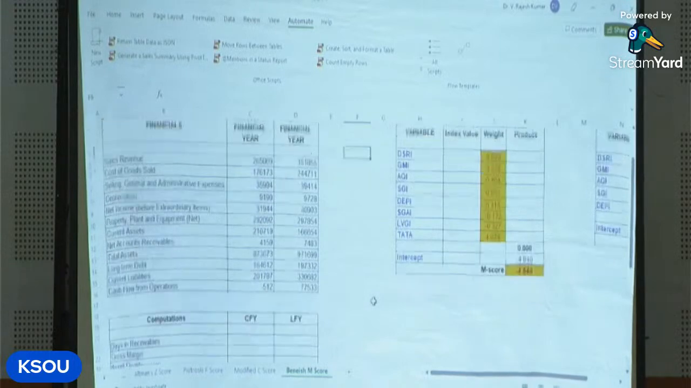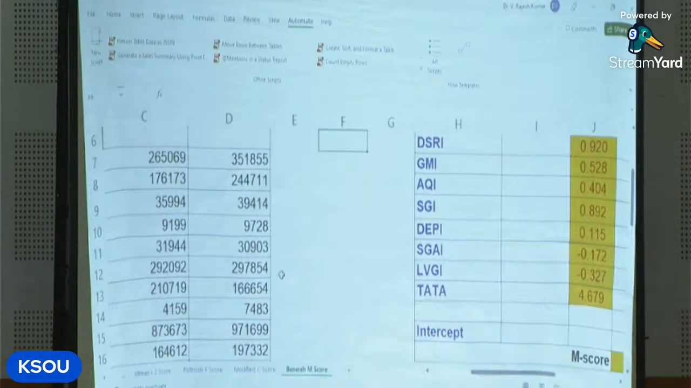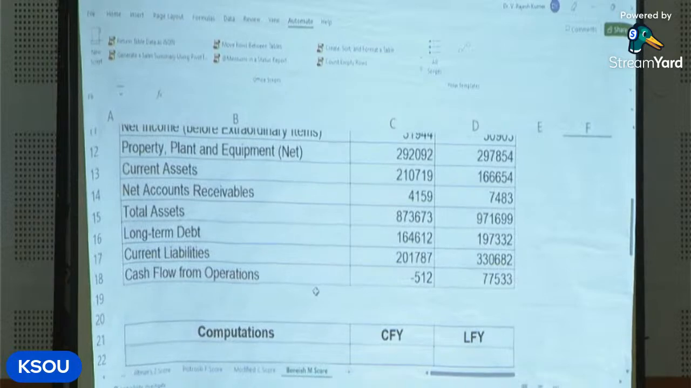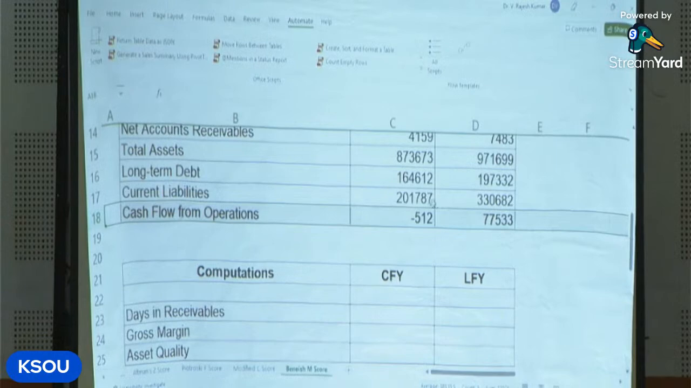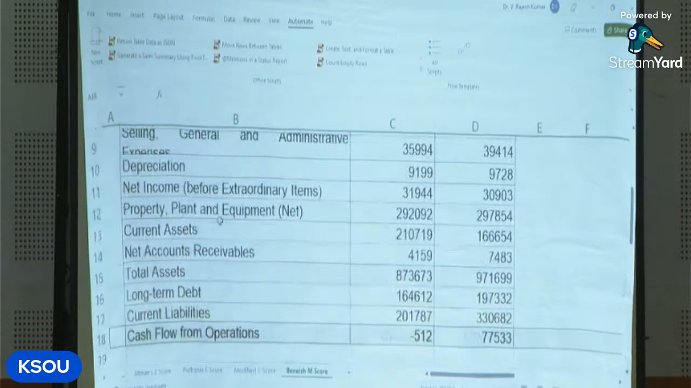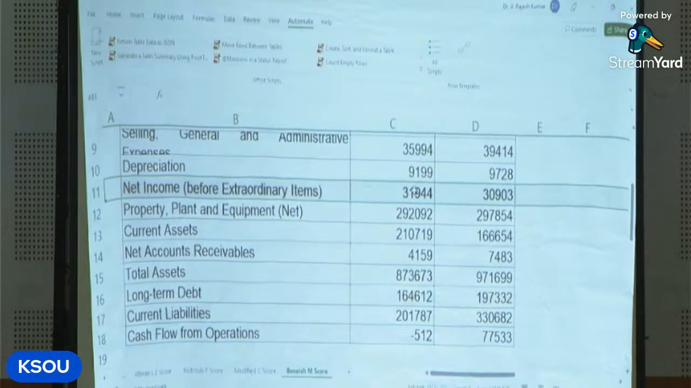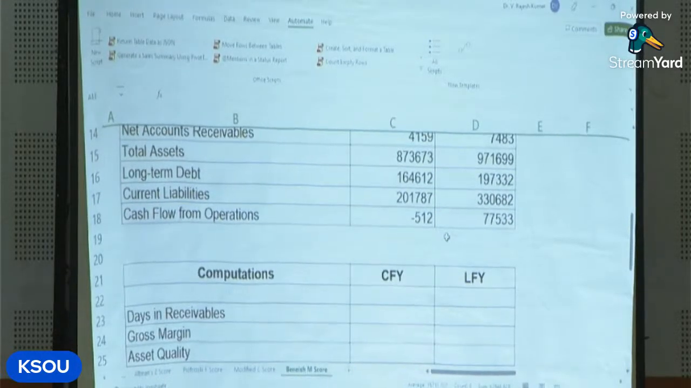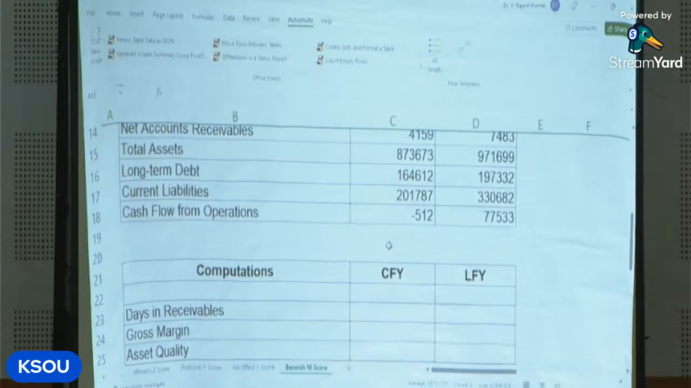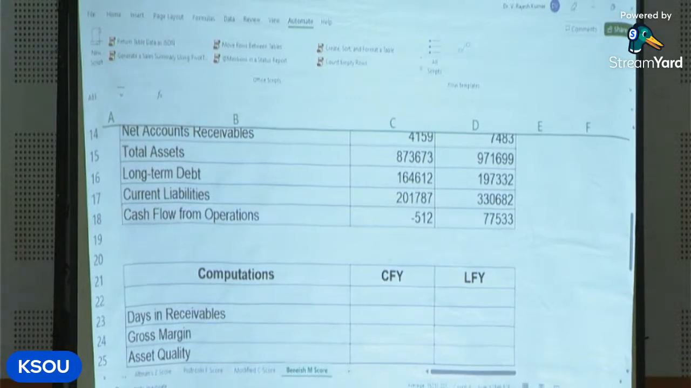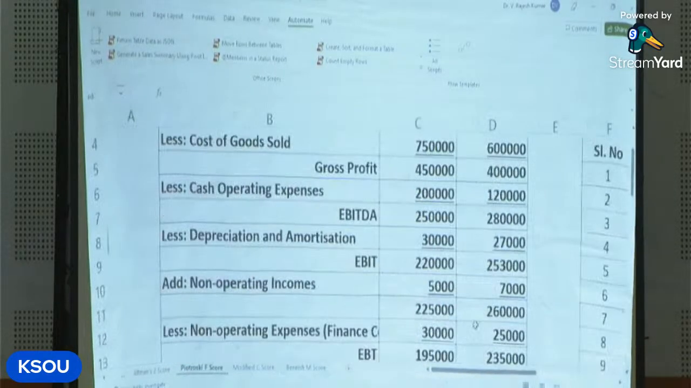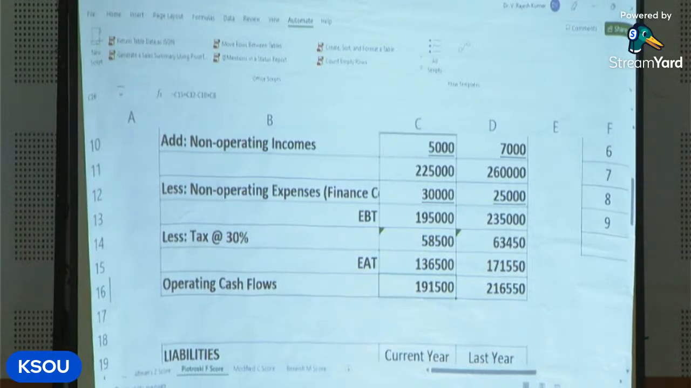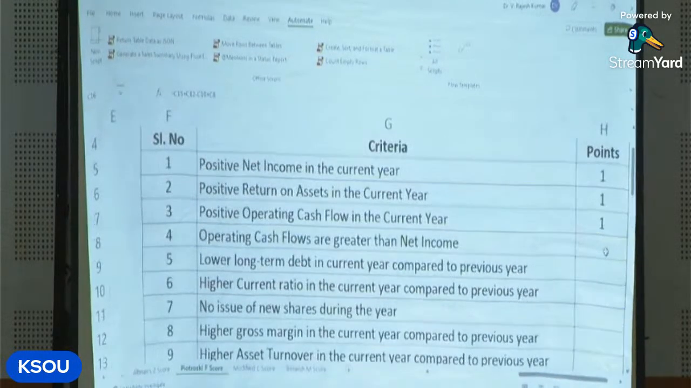This is Reliance Industries Limited, I'll later open the annual report for you. I've taken this information from the cash flow statement. What's the cash flow from operations, you see, friends? Net income, 31,944. Cash flow from operation, negative 512. Now, what is the condition required? Operating cash flow should be greater than net income. Is that the case? No. But in the case we're discussing, the cash inflow is greater than net income. So, we give 1 point.